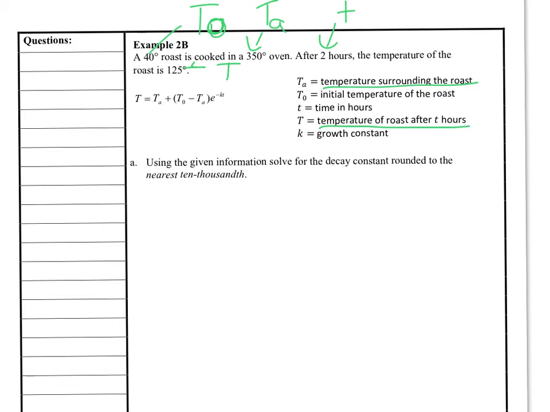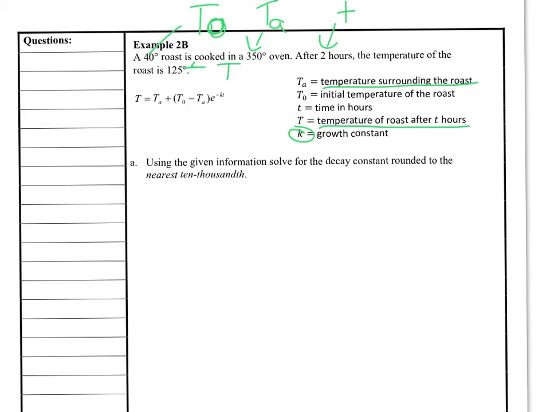Okay, so it looks like they gave us everything but k in this first part. So I'm guessing that's what they're going to have us solve for. And it says in part A, using the information given, solve for the decay constant. There you go. So we're looking for that constant. In this case, it's the growth constant. So we're going to plug in and work backwards to solve.